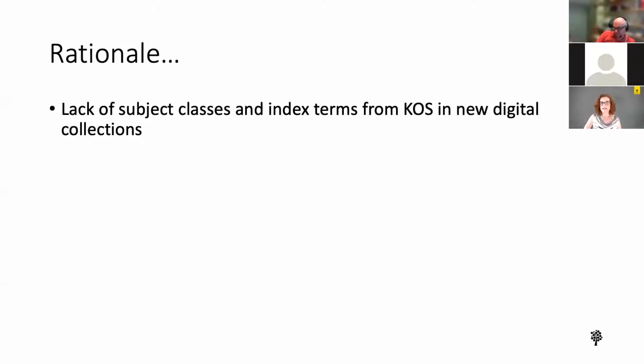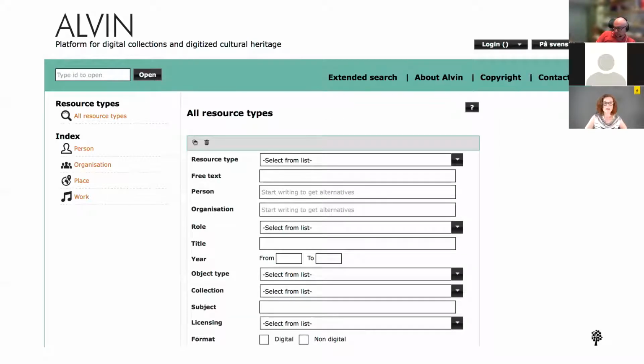Now, the rationale is really the lack of subject classes, the lack of subject index terms from controlled vocabularies in new digital collections, such as Alvin, which is a platform for digitized cultural heritage. If we look at the extended search and we look under subject, that's it. It's just a field. There is no possibility to use tools such as word sense disambiguation, broader terms, narrower terms to help with precision and recall.